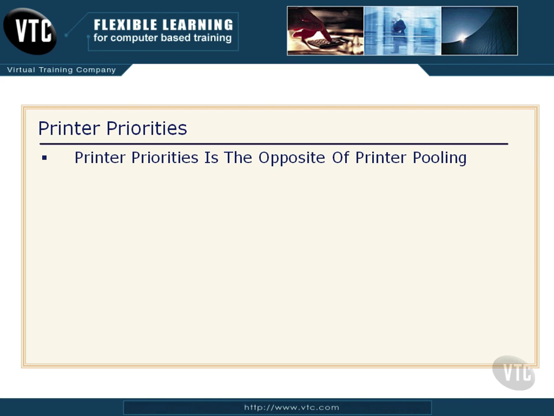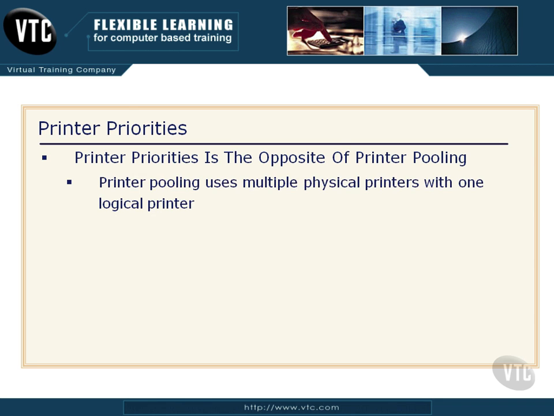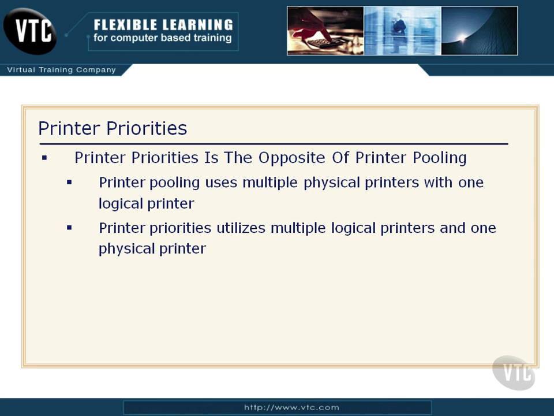Printer priorities and printer pooling are two very popular topics on the Microsoft Server Certification exams. It's a real cool functionality. It's used a lot in the real world, and as a result, they really test on it. Now, printer pooling, just as a quick refresher, uses multiple physical printers and only one logical printer. Printer priorities is just the opposite. It uses multiple logical printers, which all point to one physical printer.